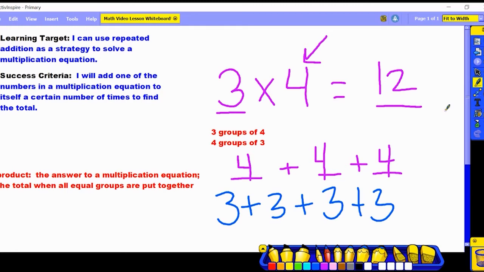That's what I love about math, is sometimes we can find an answer in 2 or 3 or 4 different ways, and you get to choose the strategy that you like best or that works best for you.